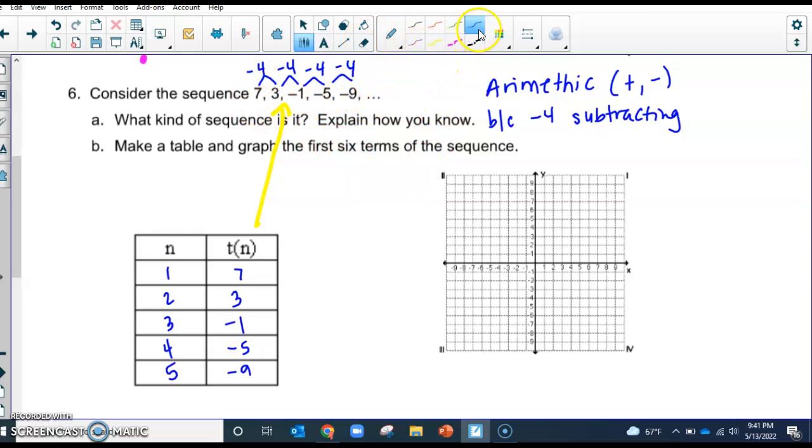When I'm graphing them, I'm just going to come over and graph 1, 7, 2, 3, 3, -1, 4, -5, and 5, -9. Remember, this is just data points, so we do not draw a line through it.